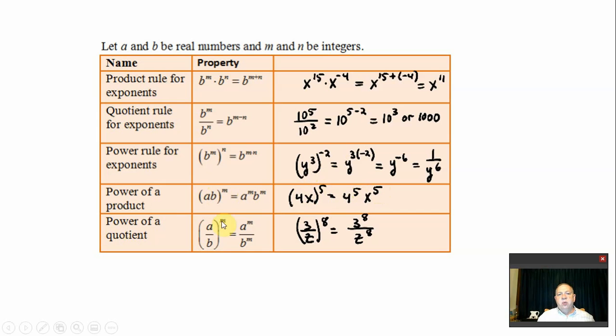And then power of a quotient. Anytime I have a quotient, that's division, and raise it to a power, it is just the numerator raised to that power and the denominator raised to that power. So here's an example: 3 over z raised to the 8th power, that's just 3 to the 8th divided by z to the 8th.